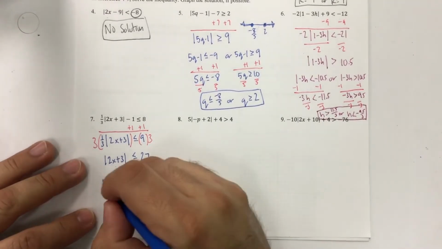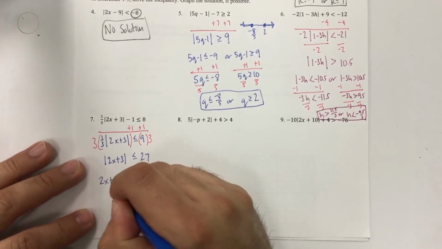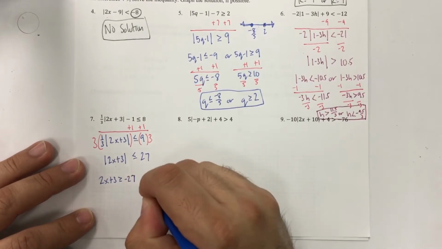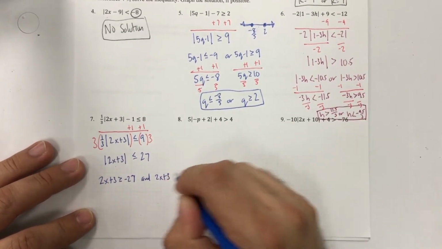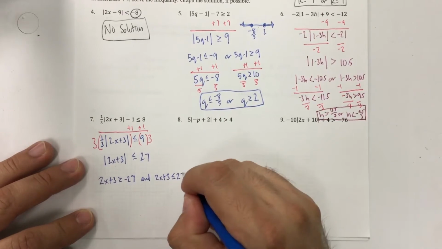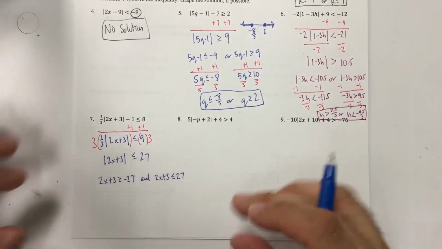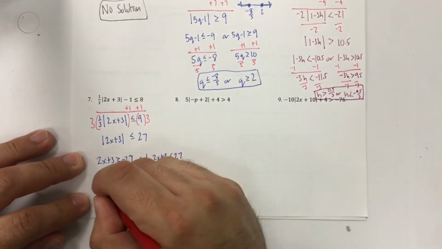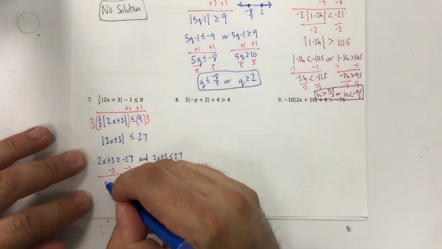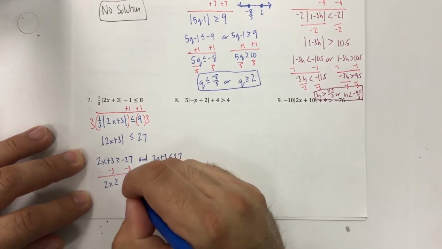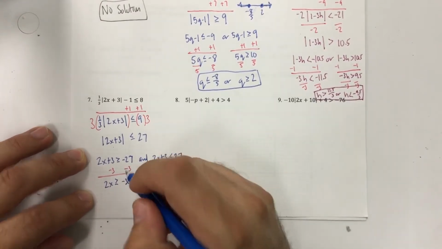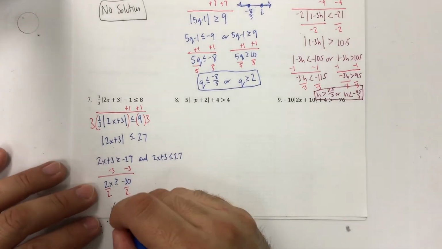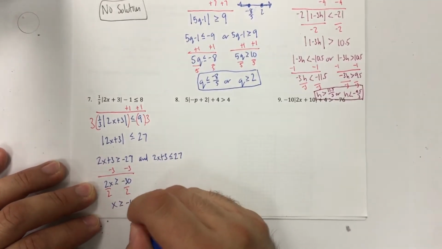So I'm going to do 2x plus 3 is greater than or equal to the negative number, and 2x plus 3 is less than or equal to the positive number, because it's going to be facing into each other, so it's a between statement. So first I'm going to subtract 3. So 2x is greater than or equal to negative 30. Divide by 2. And x is greater than or equal to negative 15.